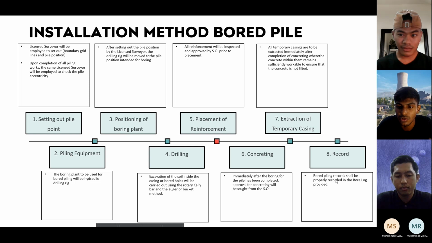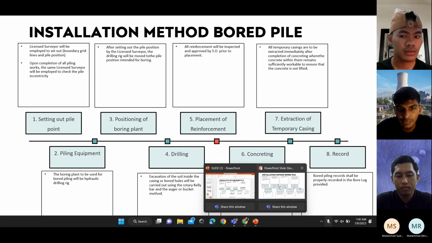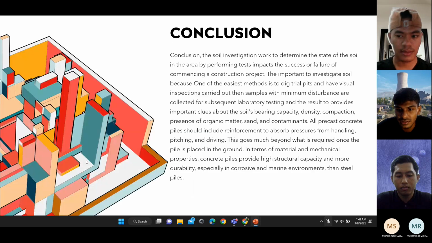And number 8 is recording all of the data that has been gained from the works. For example, the data that needs to be collected is the depth of the pile and the soil condition during the drilling process. Next.